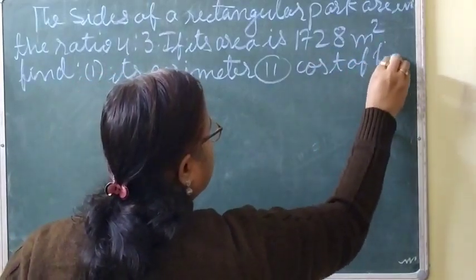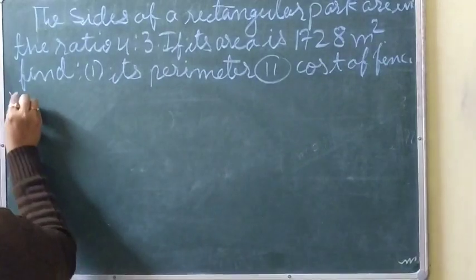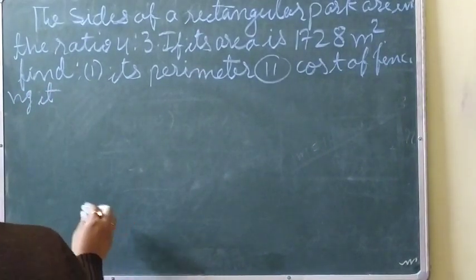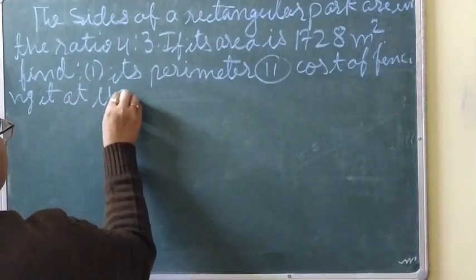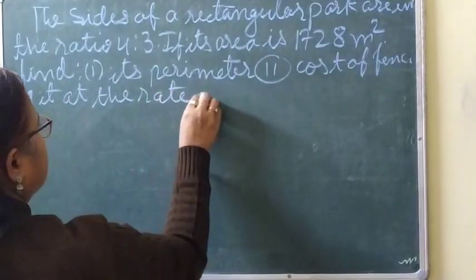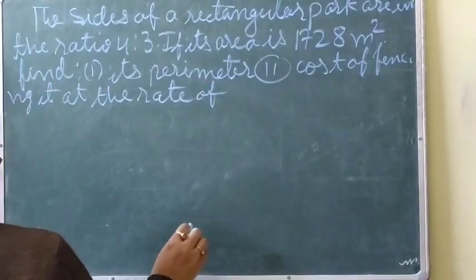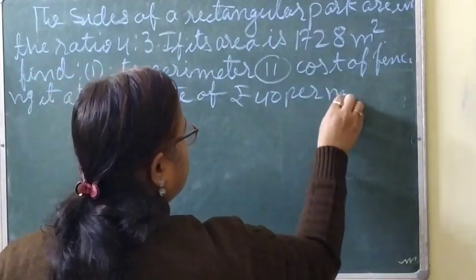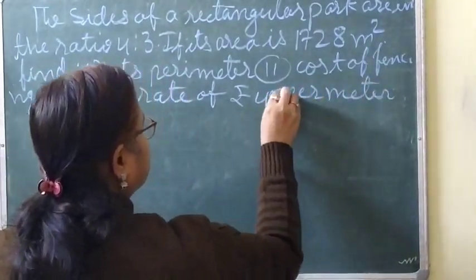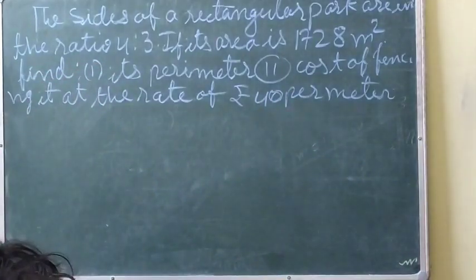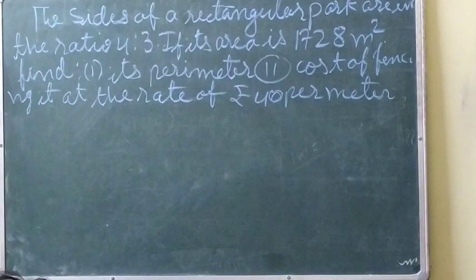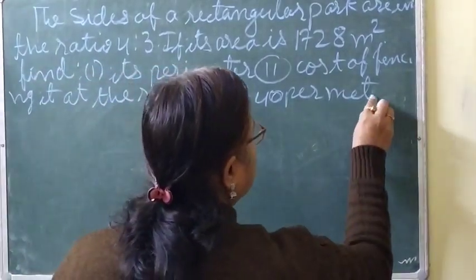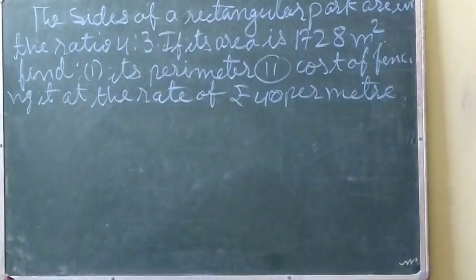The cost of fencing it at the rate of rupees 40 per meter. Clear? Rupees 40 per meter. So let's solve it.